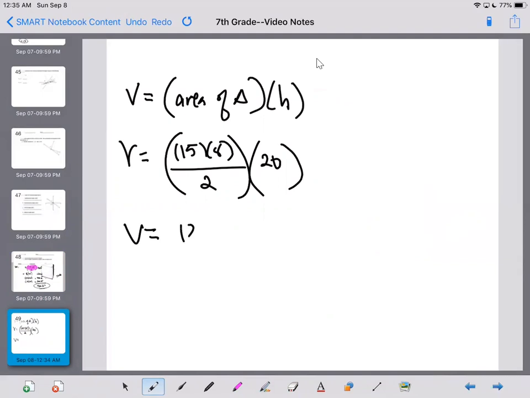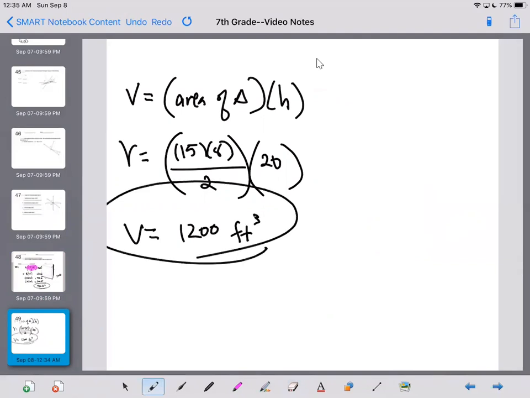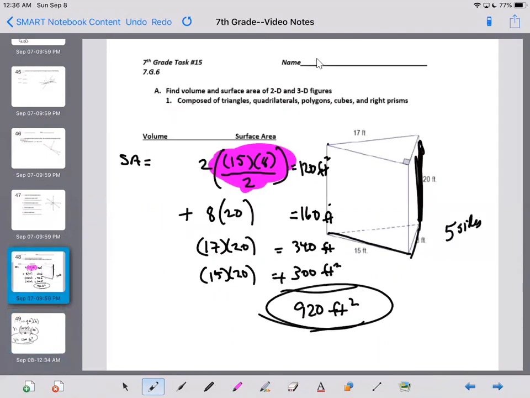We should get 1,200 cubic feet. Why is it cubic? Remember, because it is volume. So 15 times 8 is 120, divided by 2 is 60, multiply it by 20, and we get 1,200 cubic feet as the volume of the triangular prism, and 920 square feet as the surface area.